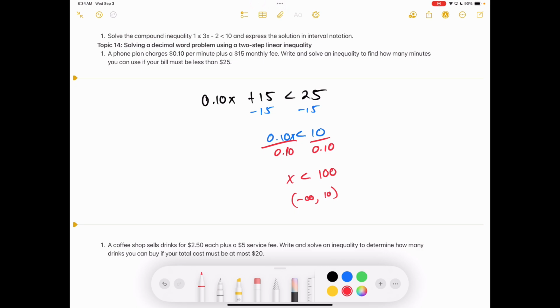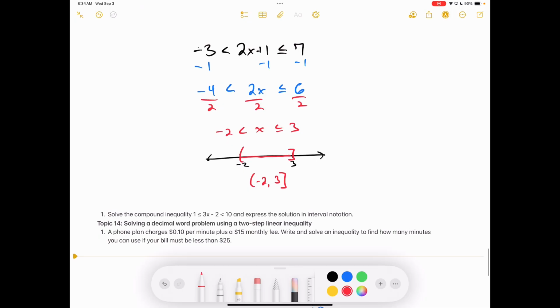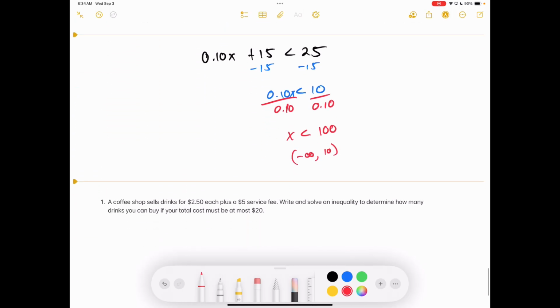Can you do a problem about how to write compound inequalities into interval notation? The compound inequalities interval notation? Yeah. Do you have one right there on your screen? Yeah. Okay, I'll do it in just a second.